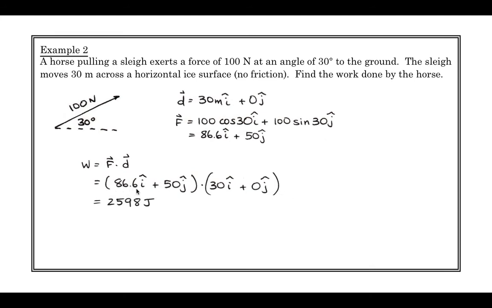So here, 86.6 times 30 is 2598. 50 times 0 is, of course, 0. If this had a y component, we would multiply those two together and add them to our result. But that's not the case, because it doesn't displace in this direction, so no work is done in this direction, which makes sense. So here it is. This is the work done by the horse on the sleigh: 2.6 times 10 to the 3 joules.